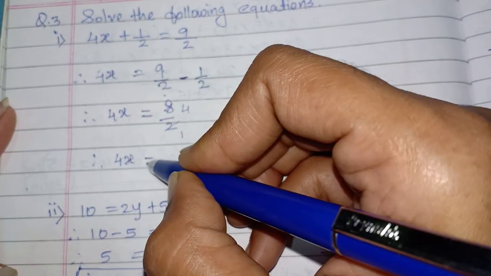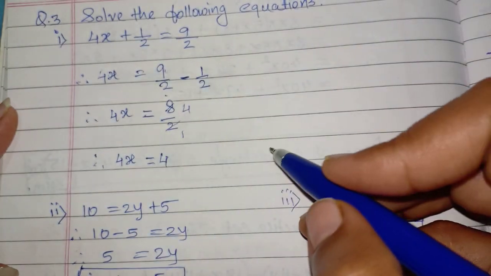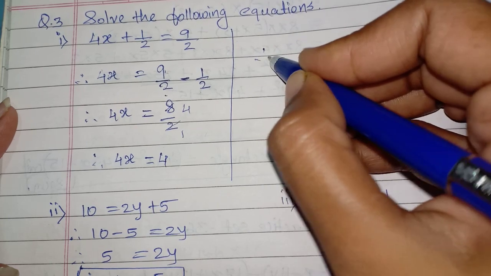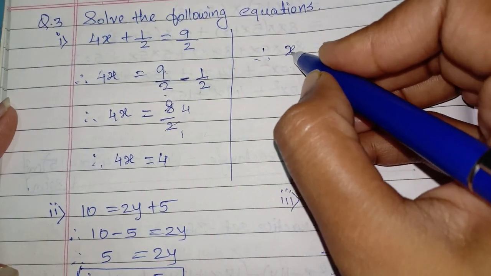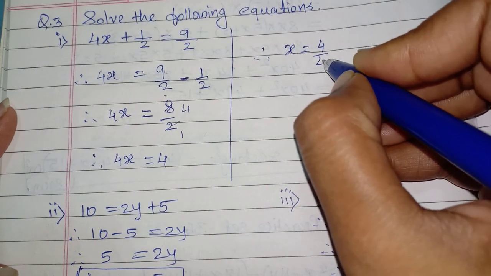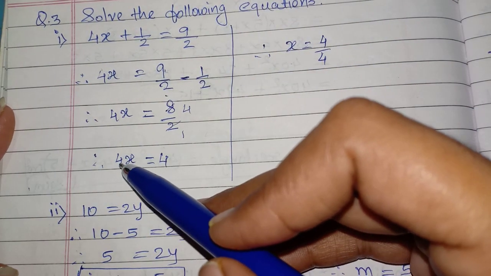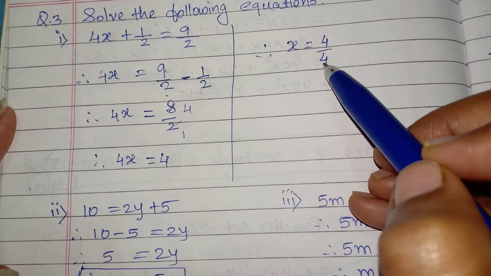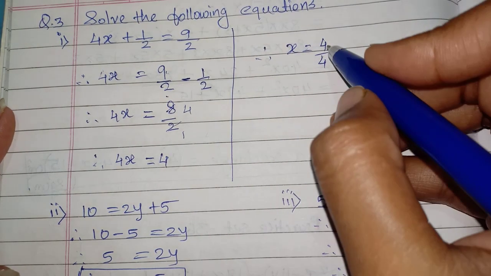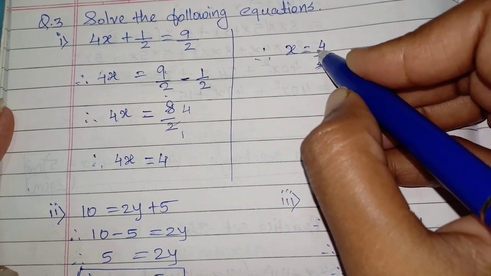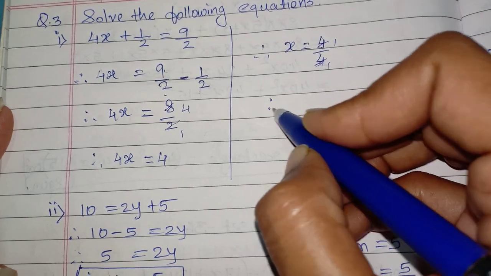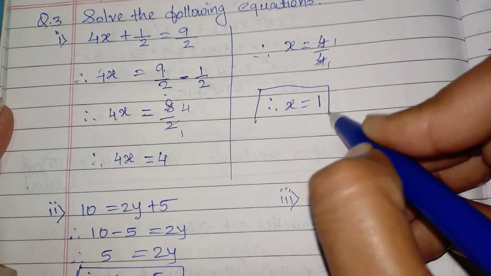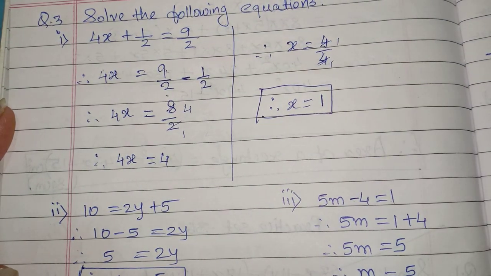Therefore 4x is equal to how much? 4. Right? So therefore you can write x is equal to 4 upon 4. This 4 into x is there, no? 4x means 4 into x, which will go for division on the other side. So you will get here 4 ones are 4. Therefore x is equal to how much? 1. And this is the final answer.